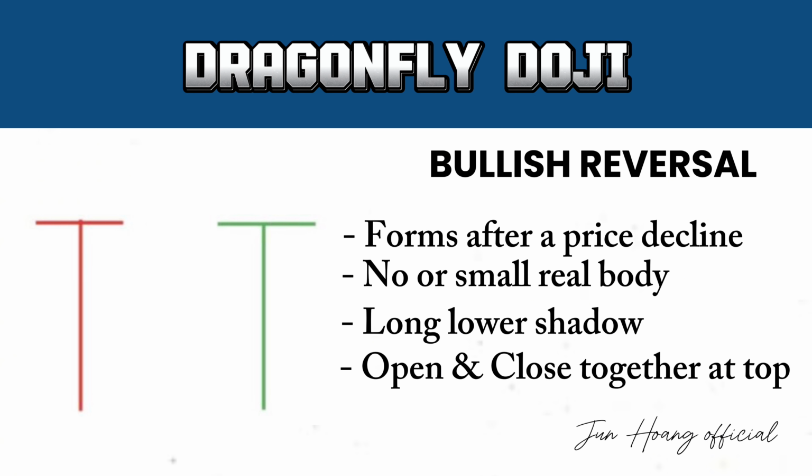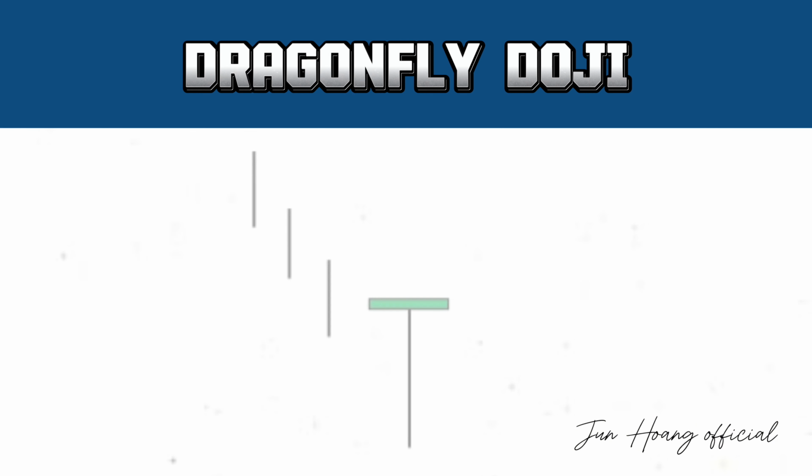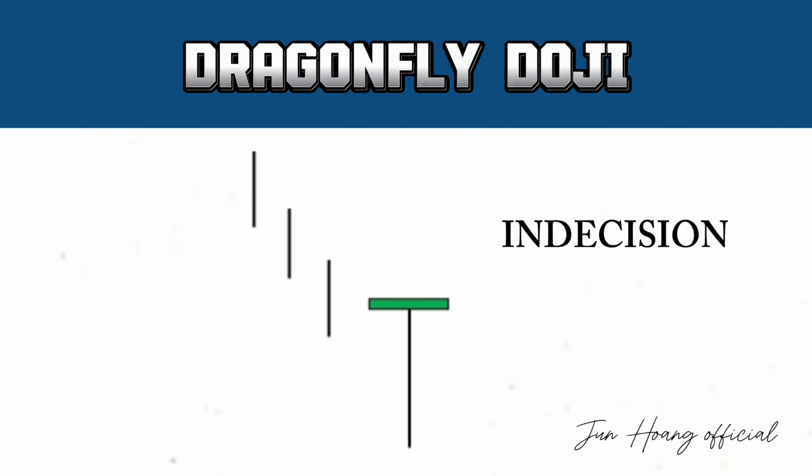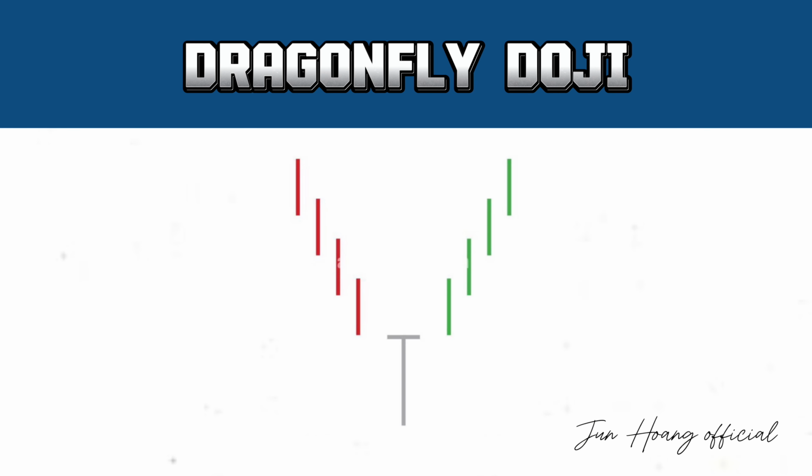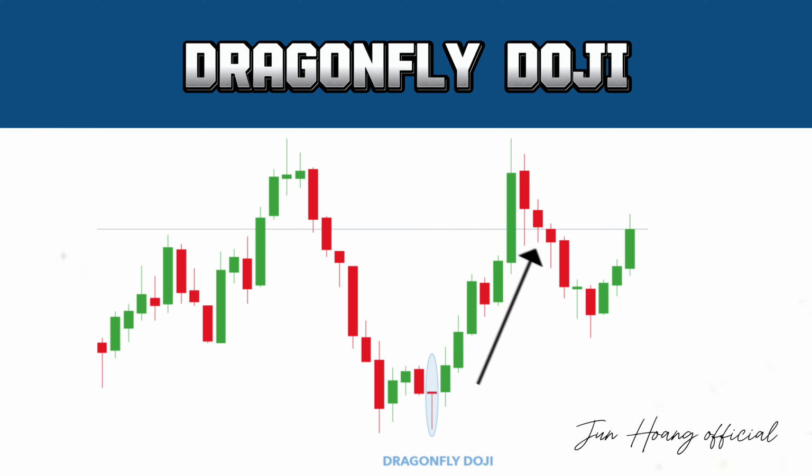The Dragonfly Doji suggests that despite a lower opening, the bulls were able to push the price back up to close near the high of the session. Like other doji patterns, the Dragonfly Doji signals market indecision between buyers and sellers. It often appears at potential reversal points, signaling a shift in sentiment from bearish to bullish.